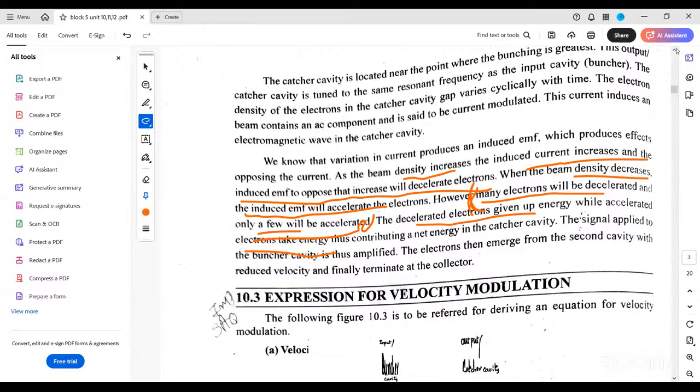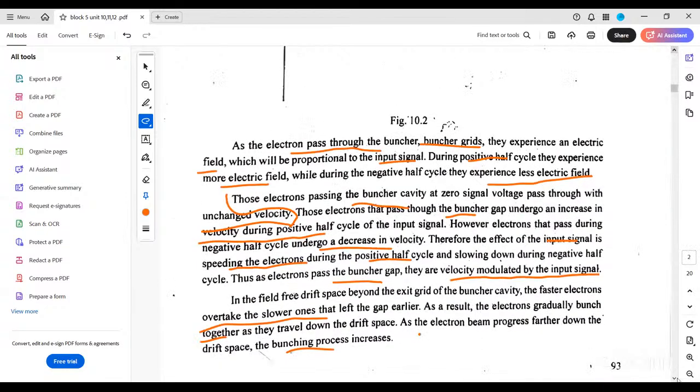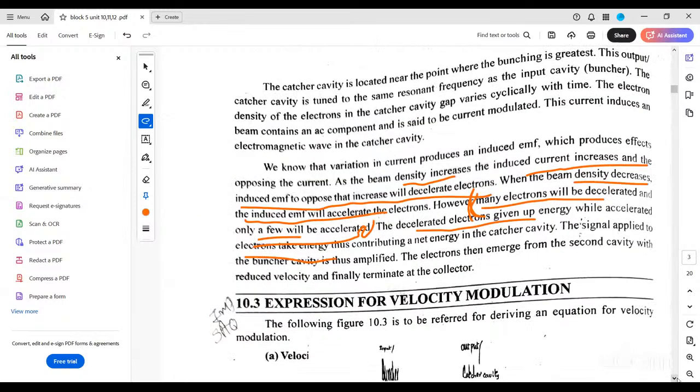What is mentioned in the above paragraph? Where are we keeping this catcher cavity? Wherever the electrons are very close to each other, with very little gap. From here to here, more gap. From here to here, more gap. Wherever the electron beam is very close, in that position I am keeping the catcher output cavity. That is mentioned in this paragraph.